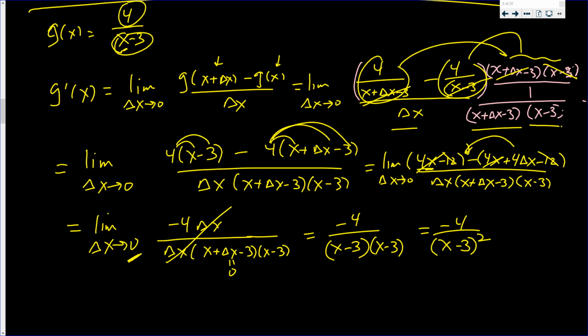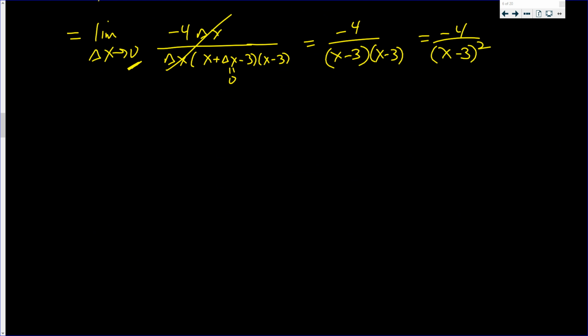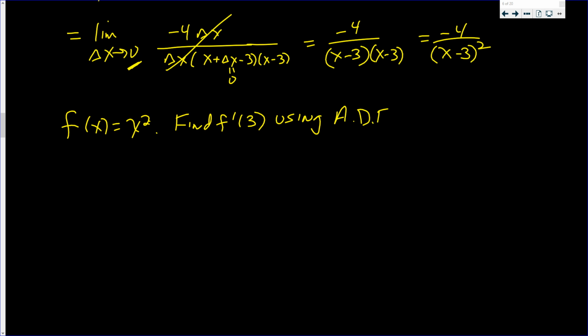Let us try another one. Let us use the alternate definition. Suppose you are told f of x is equal to x squared. Find f prime of 3 using the alternate derivative formula.